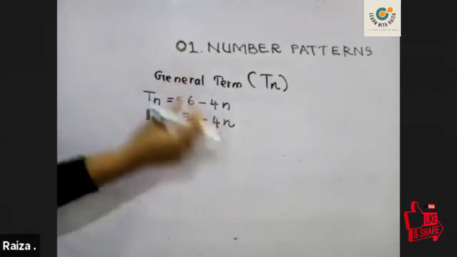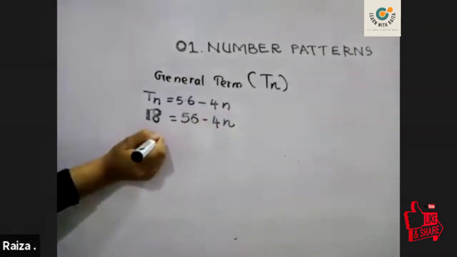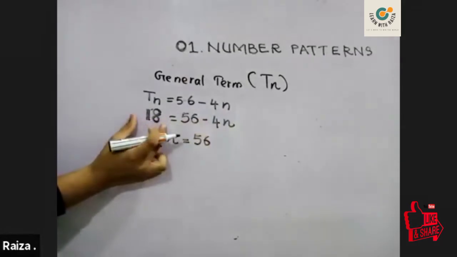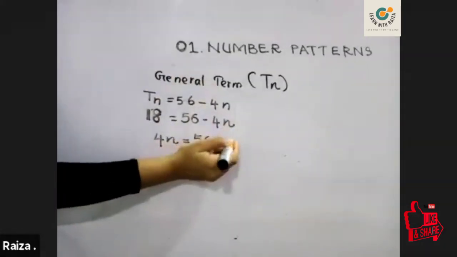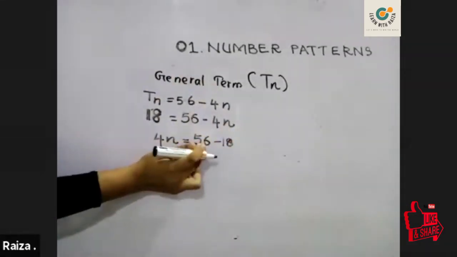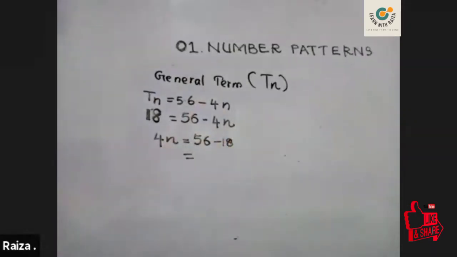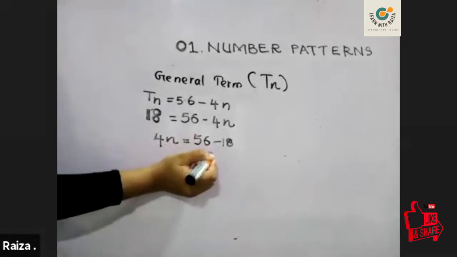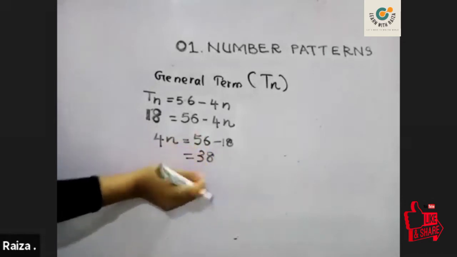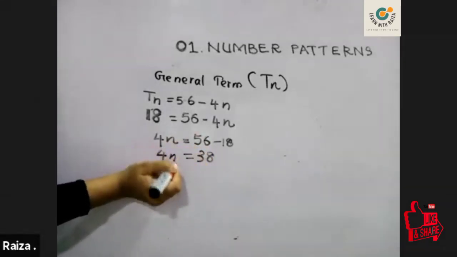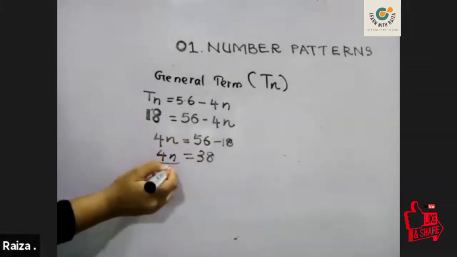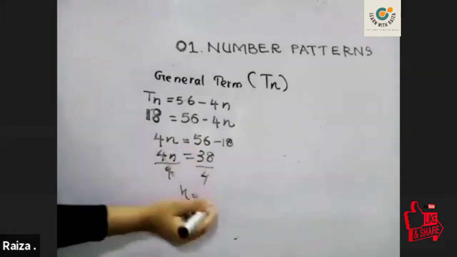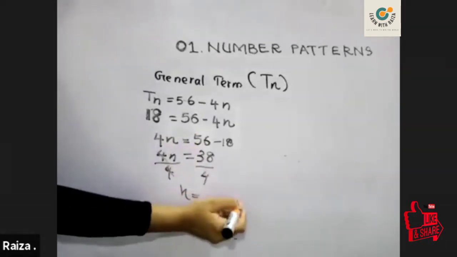So as I did before, I take this negative to the positive side to make it positive. 56 I leave here. This positive I carry here, it becomes negative. So 56 minus 18. Now you have to subtract that, right? So 16 minus 8 is 8 and 4 minus 1 is 3. So you are getting 38 is equal to 4n. To make n alone, you divide both sides by 4, and n is equal to 38 over 4. 38 is not divisible by 4, so we get a mixed fraction.